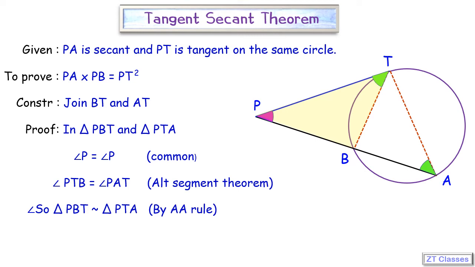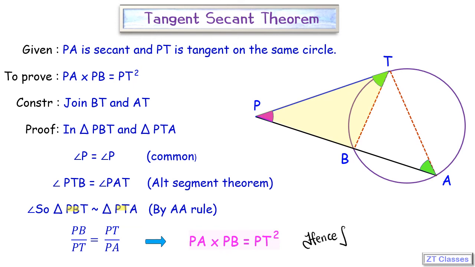Two triangles are similar, so the ratio of corresponding sides will be equal. So here if we take PB upon PT, that will be equal to PT upon PA. If we cross multiply, we will get our required result, that is PA into PB is PT square, and hence proved.